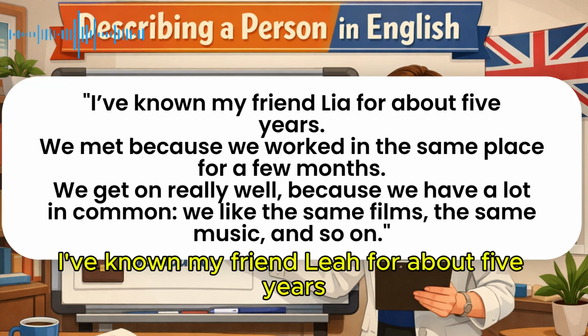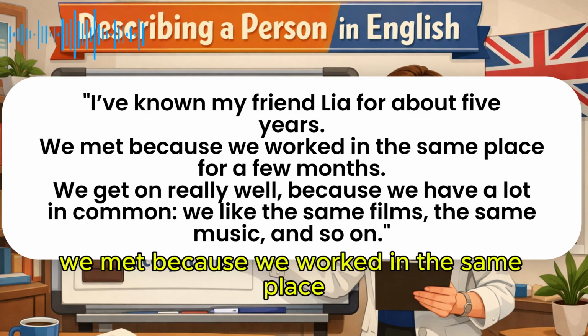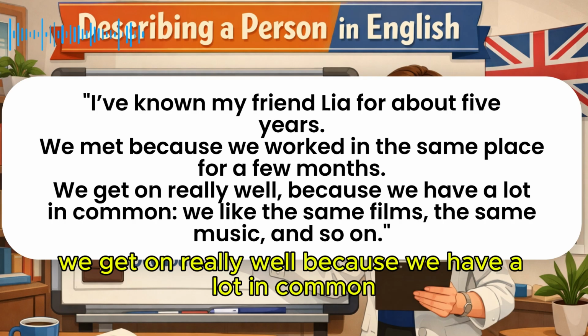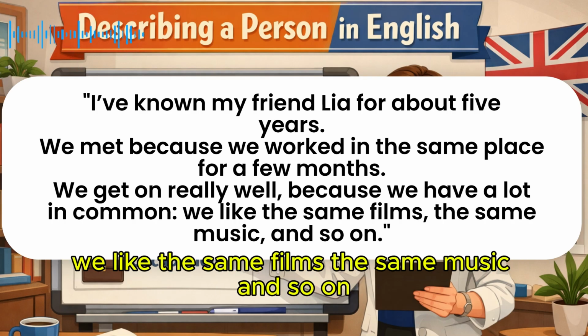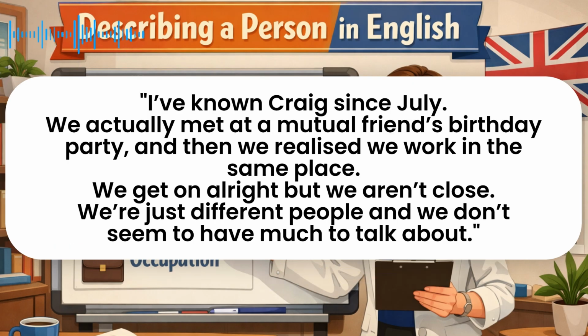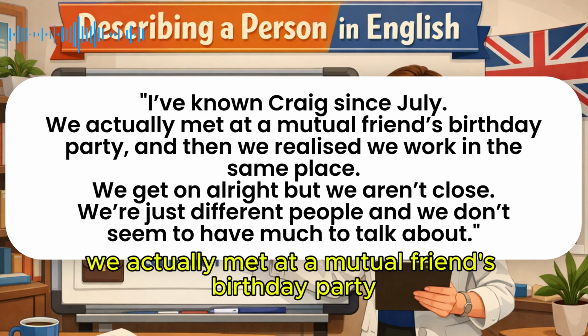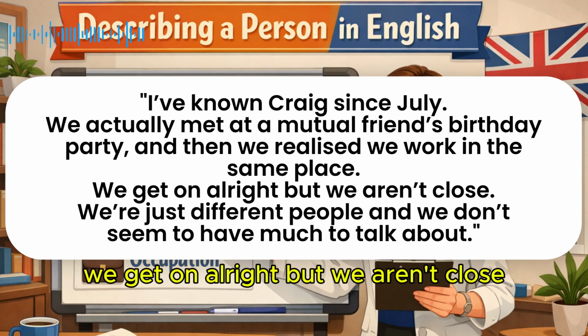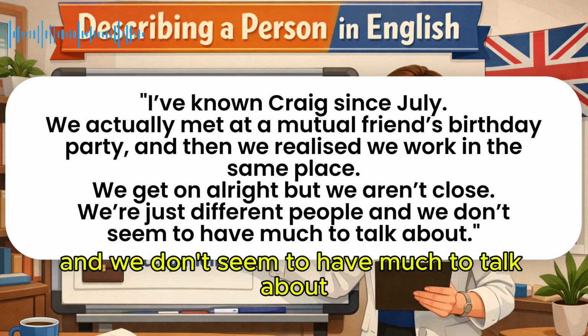I've known my friend Leah for about 5 years. We met because we worked in the same place for a few months. We get on really well, because we have a lot in common, we like the same films, the same music, and so on. I've known Craig since July. We actually met at a mutual friend's birthday party, and then we realized we work in the same place. We get on all right, but we aren't close. We're just different people and we don't seem to have much to talk about.